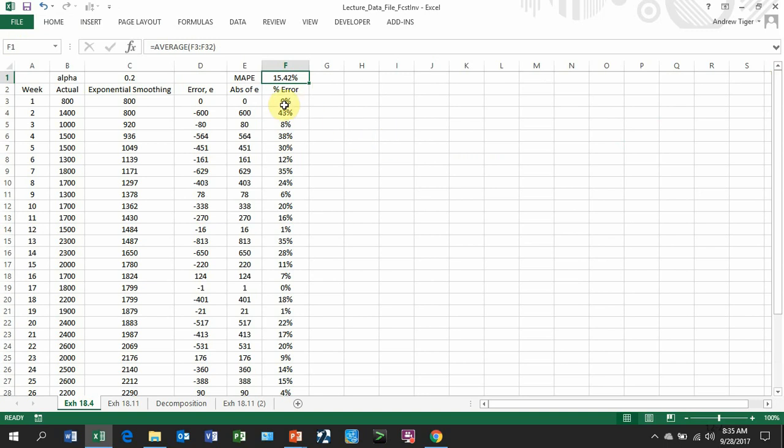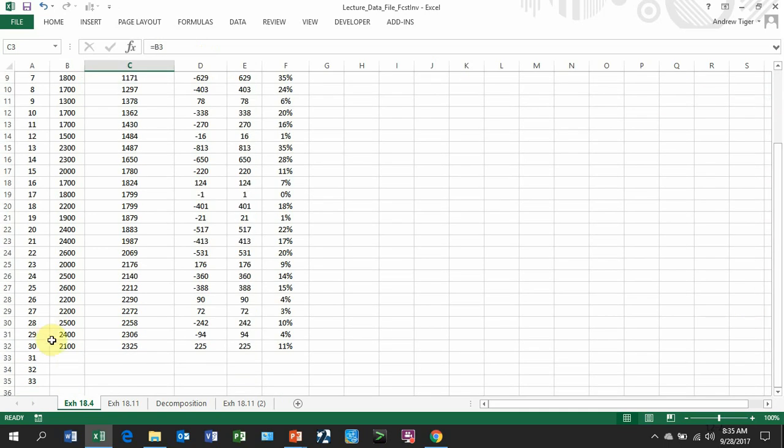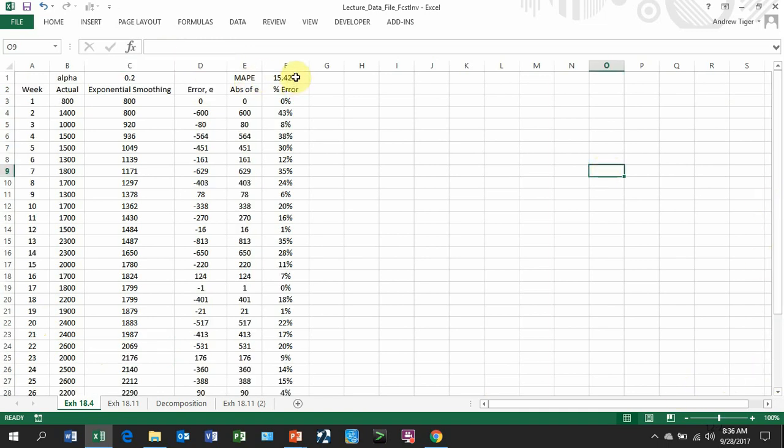Notice what I did. I only calculate an error if I have both an actual and a forecast. If I don't have both of those, I don't need to do it. So down here, once my actuals are done, there's no reason to forecast the future, even though we could. When you're calculating forecast accuracy, you always have to have an actual and a forecast. So that's how you do it.